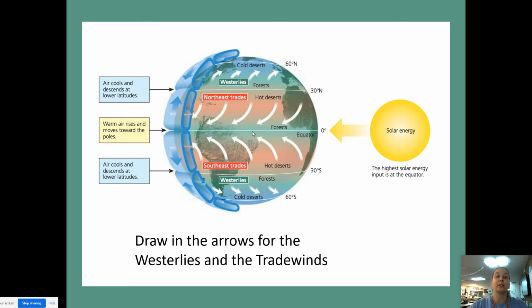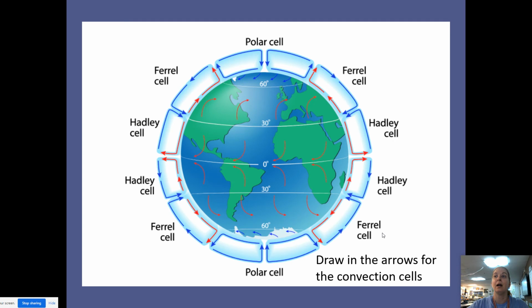So it's getting a more direct line from the sun. Imagine me shining a flashlight directly in your eyes versus from an angle. So direct solar energy here versus much more indirect at the poles, which is why it is colder there. So I would pause and draw these arrows in. And then you want to, and feel free to only put this on one side of your Earth, draw in the arrows for the convection cells.